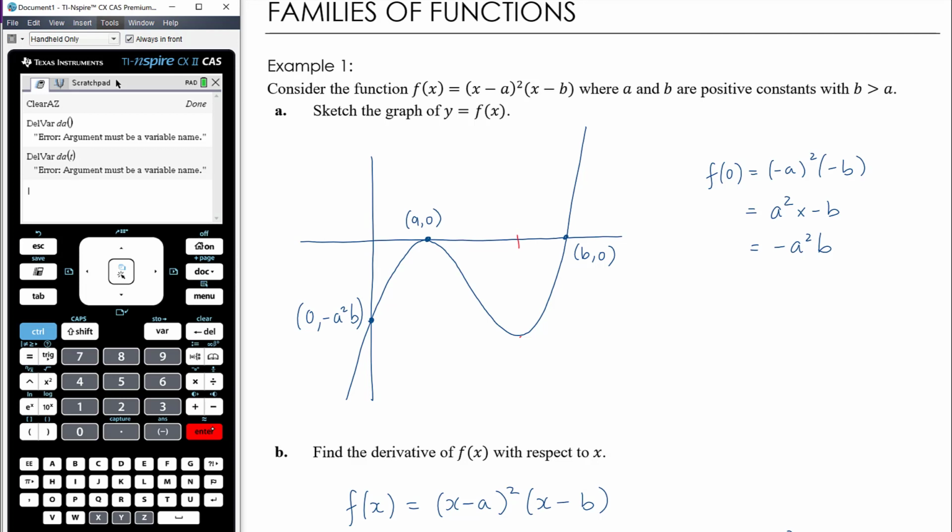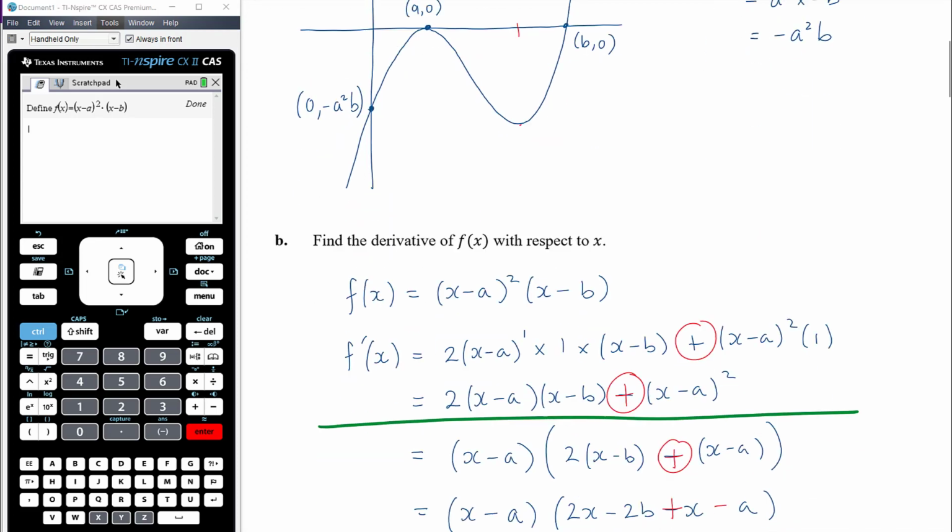Okay, let's go back to here. I'm just going to clear my screen and get rid of those. Okay, let's define our function, menu 1, f of x is equal to (x minus a) squared, and now a doesn't come up as bold because I've deleted that definition, (x minus b). Okay, we've defined our function. Sketching the graph, you couldn't get your CAS to sketch the graph unless you substituted values for a and b. It's easier and quicker to do that by hand anyway.